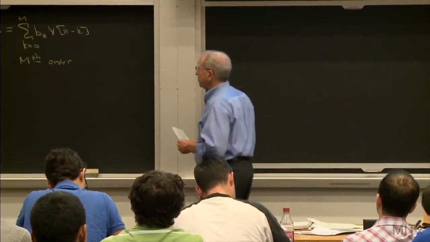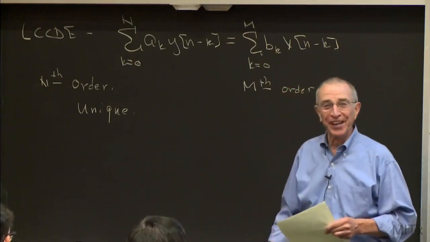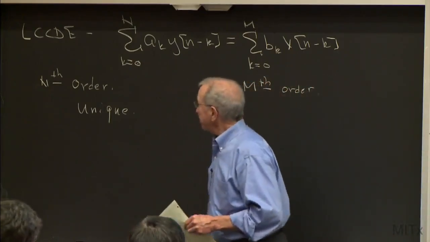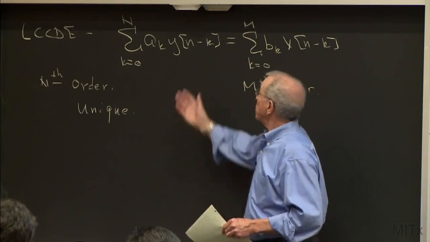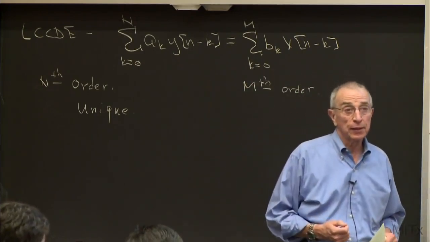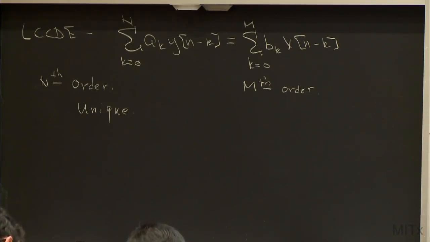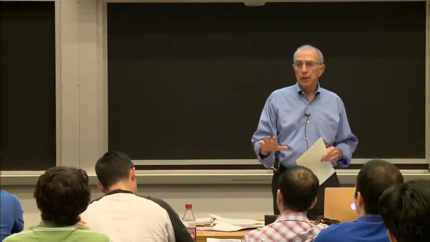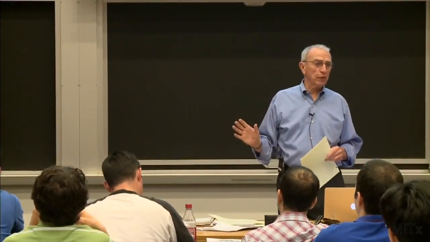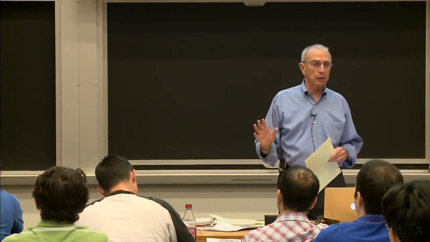But I'm still going to do it, I guess, just so I get this feedback. So how many of you would say that if I gave you the coefficients, the a's and the b's, and I gave you the input, that uniquely specifies the output? How many of you would say that?